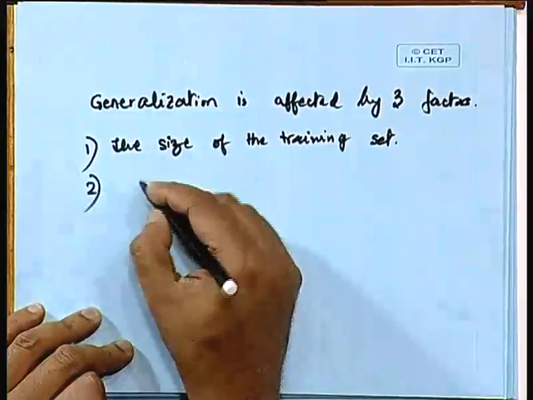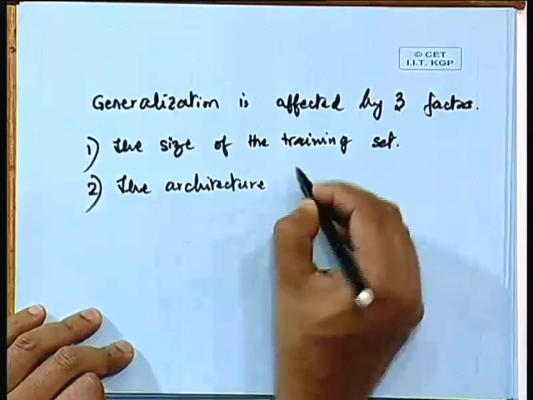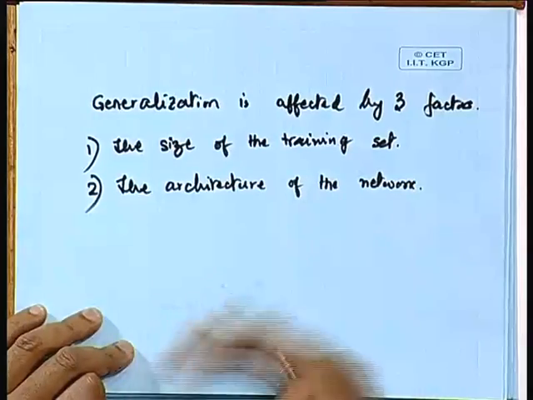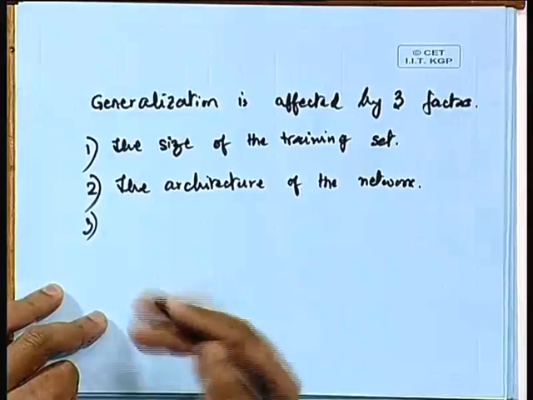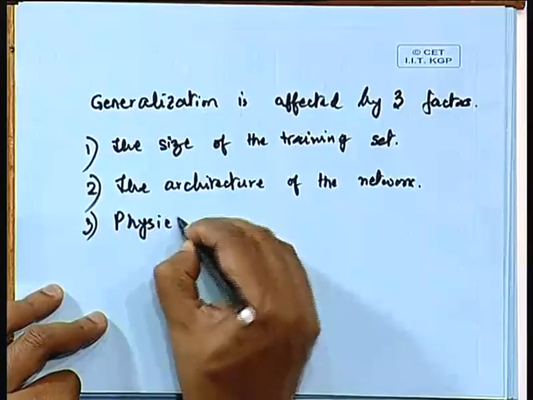The second factor is the architecture of the network. It may be that your training set is fixed, but you can go through different architectures. For example, in the backpropagation algorithm for multilayer perceptrons, you can design the architecture in different ways. You can have a different number of hidden layers, and a different number of neurons in a hidden layer. That is to say, you can influence the architecture of the network. And the third factor, of course, is not under anybody's control because it is very much problem dependent: the physical complexity of the problem at hand.